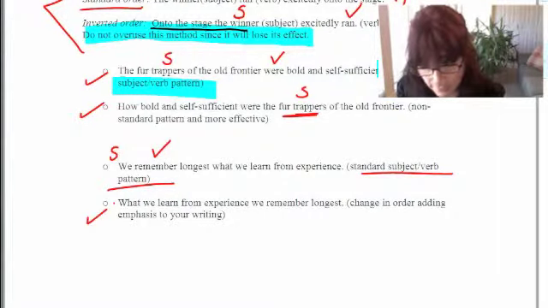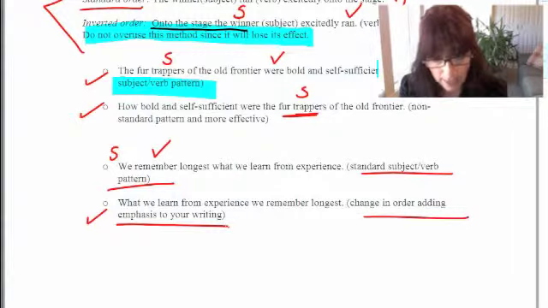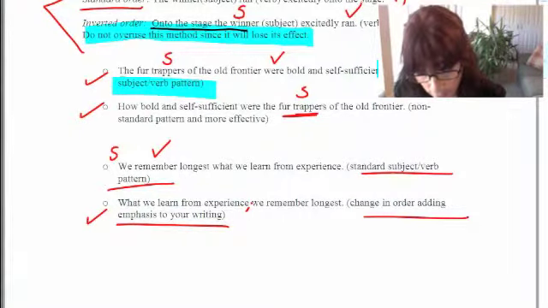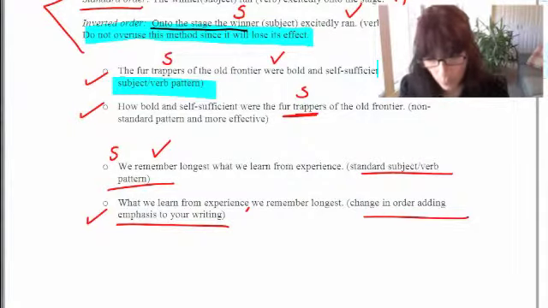But take a look at the second sentence over here, where I've changed the order in order to add emphasis to your writing. What we learn from experience, we remember the longest. And you could have put even a comma here. What we learn from experience, we remember the longest. So the whole order is changed, and it adds a nice effect to your writing.